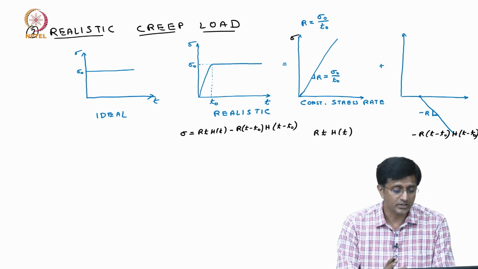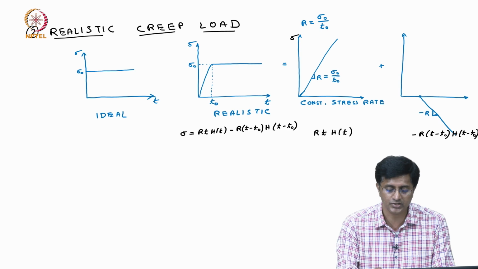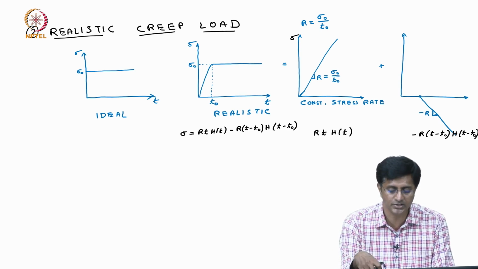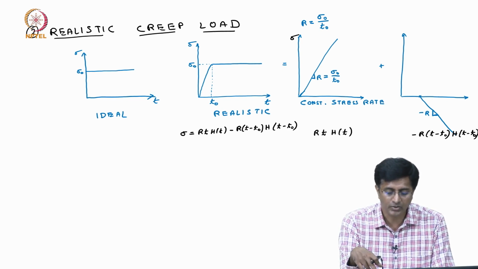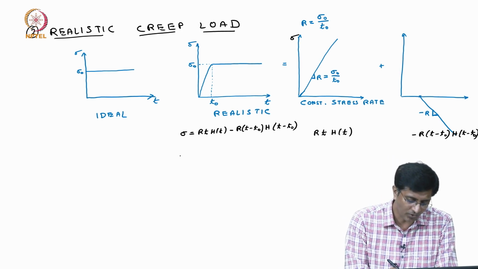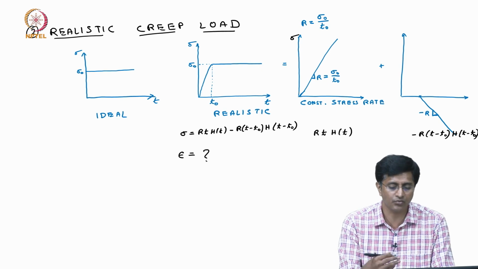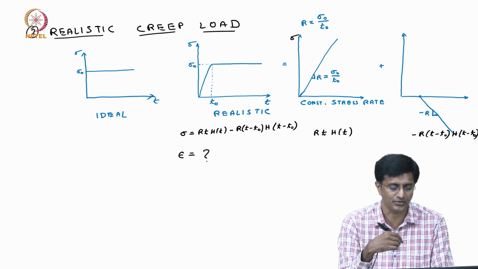So, we have shown that this realistic load can be seen as a summation of two step functions which are both constant stress rates. So, once we are able to solve this problem of constant stress rate, once we can find out what is the strain because of the constant stress rate, we can use those solutions to find what is the strain for the realistic creep load. This I will leave as an exercise so that you can work on using the methods we have been discussing in previous video and in this video.